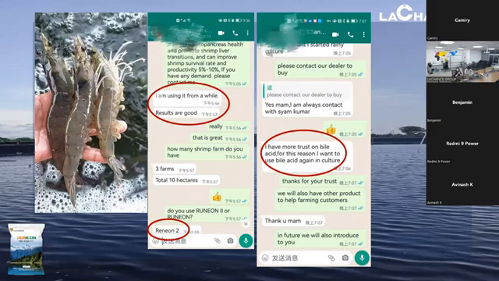And this is also the customer's feedback. They said they have been using bile acid for a while. The result is very good. And they are using Runeon 2 and trust Runeon 2 very much. And they want to use bile acid again in their culture.